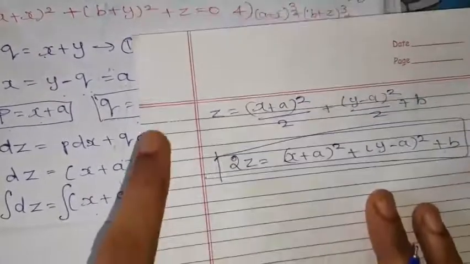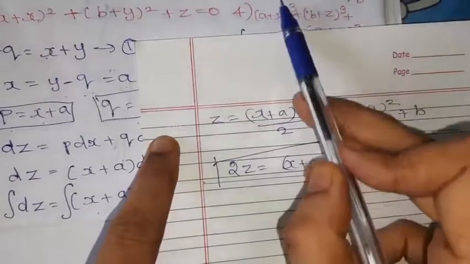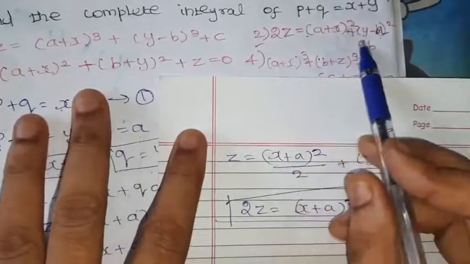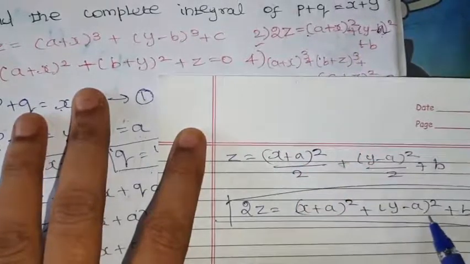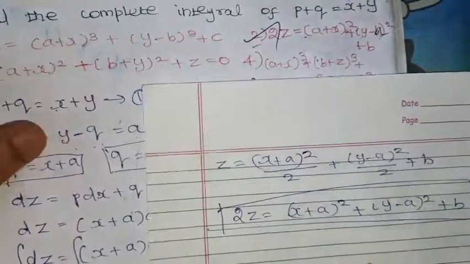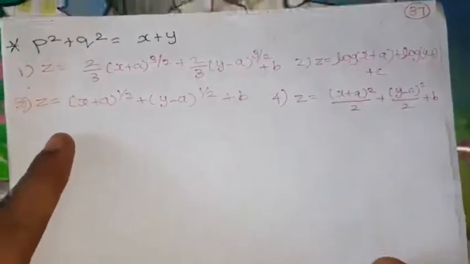So this is the solution. 2z equal to (a + x) whole square plus (y - a) whole square plus b. So option 2 is the right option for this problem. We'll solve some more problems. We'll see a few problems on this.